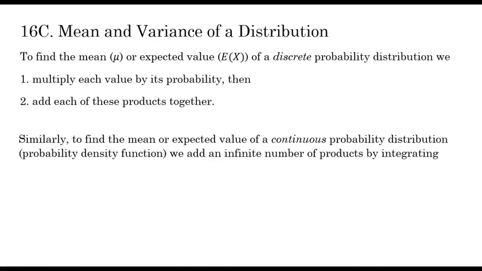For a continuous probability distribution, we've got to add an infinite number of products together, right? Because there's really an infinite number of values. It's continuous. But we get around this by integrating. So the mean or expected value is the integral from a to b of x multiplied by the function of x dx.